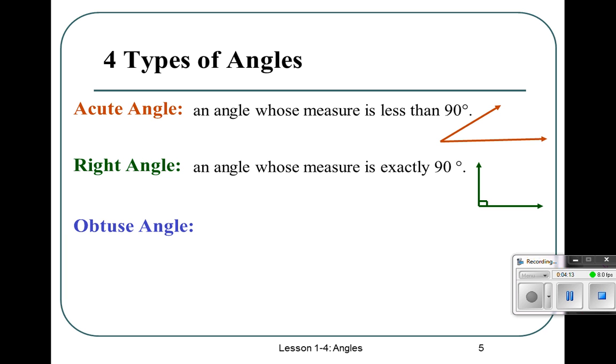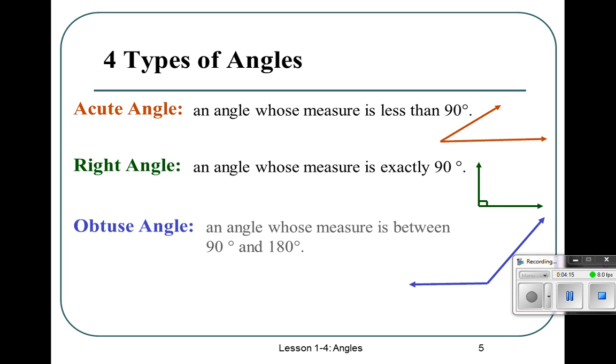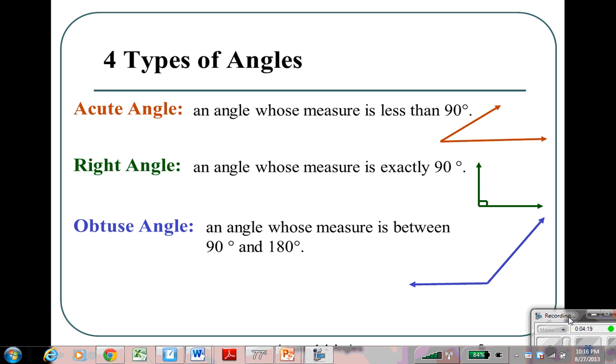An obtuse angle is an angle that is greater than 90 but less than 180. So between 90 and 180 degrees is an obtuse angle.